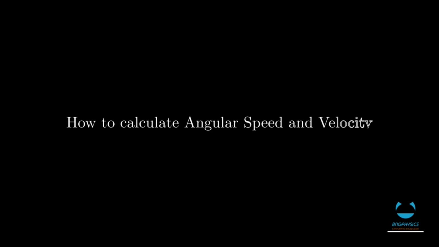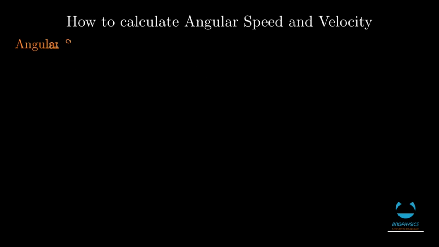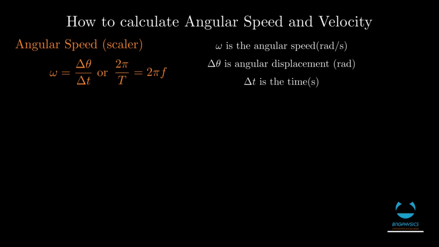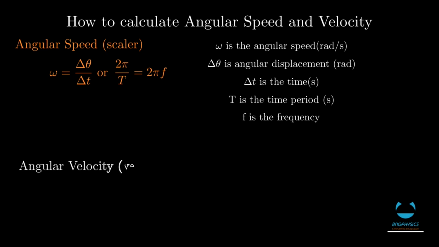Taking the angular displacement for a complete cycle as 2π, the angular speed can be calculated using the following formula. Angular speed, as a scalar or a vector too, is equal to Δθ over Δt, or 2π over capital T, or 2π multiplied by f, where Δθ is the angular displacement measured in radians, Δt is time in seconds, capital T is the time period, which is the time the object takes to rotate a complete cycle, and f is the frequency measured in hertz, or complete cycles per second.